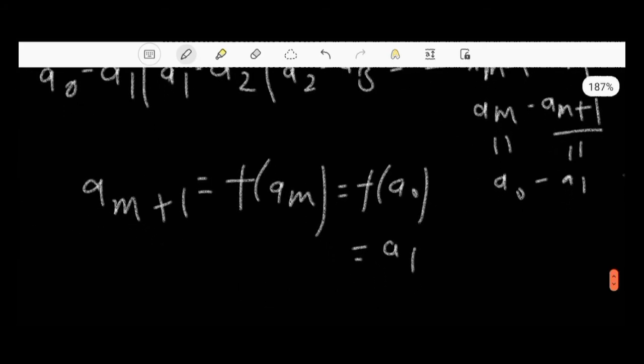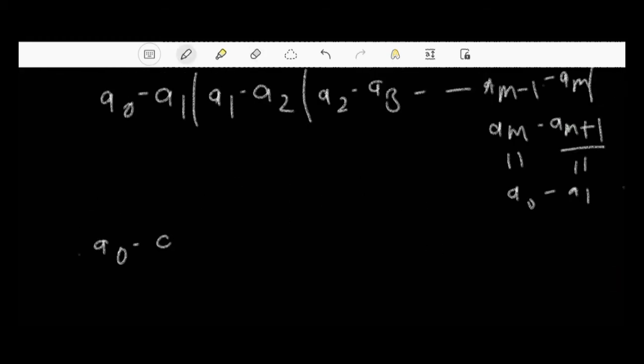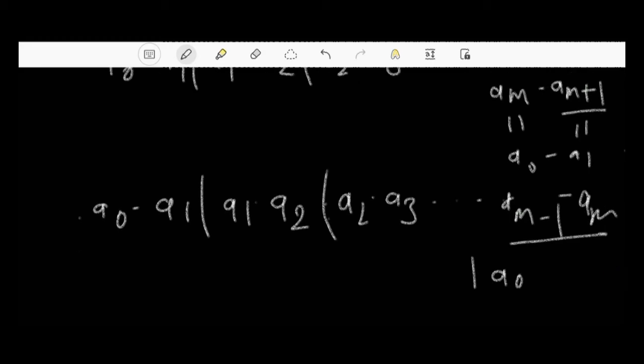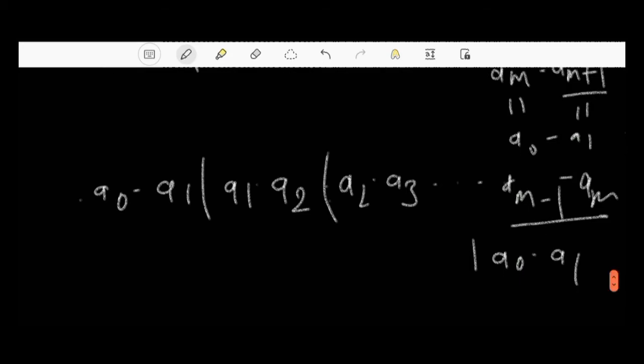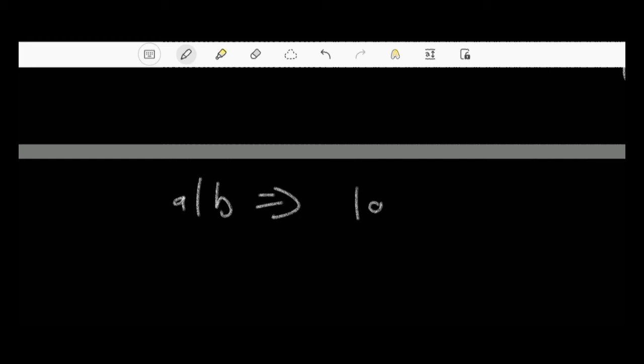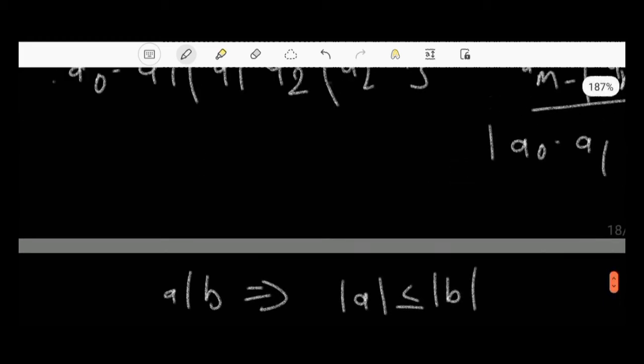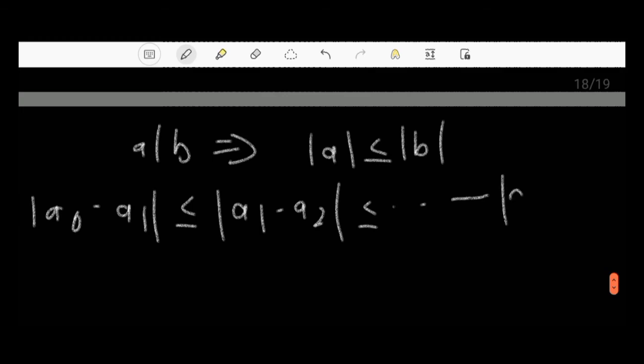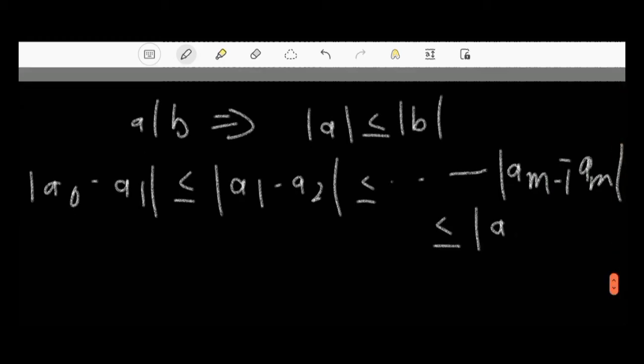So we got the final result, which is a0 minus a1 divides a1 minus a2 divides a2 minus a3 up to am minus 1 minus am, and this divides a0 minus a1. And now I'm going to use the divisibility criterion, which is if a divides b, then it implies that mod of a is smaller than or equal to mod of b. So mod of a0 minus a1 is smaller than or equal to mod of a1 minus a2, and up to mod of am minus 1 minus am is smaller than or equal to mod of a0 minus a1.